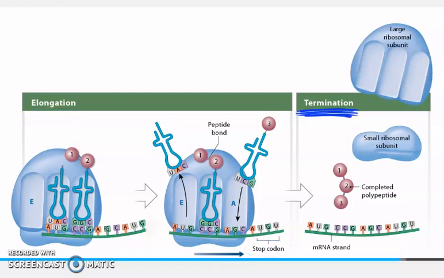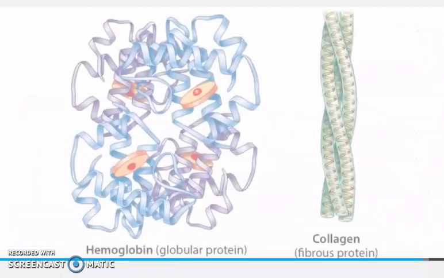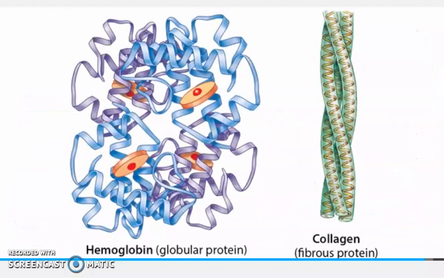Termination occurs as a protein releasing factor, not shown here, recognizes the stop codon, and the polypeptide is released. This newly synthesized polypeptide is then processed into complex shapes, resulting in a functional protein, such as hemoglobin or perhaps collagen. Remember, proteins are the most abundant organic components of the human body, and in many ways, the most important.